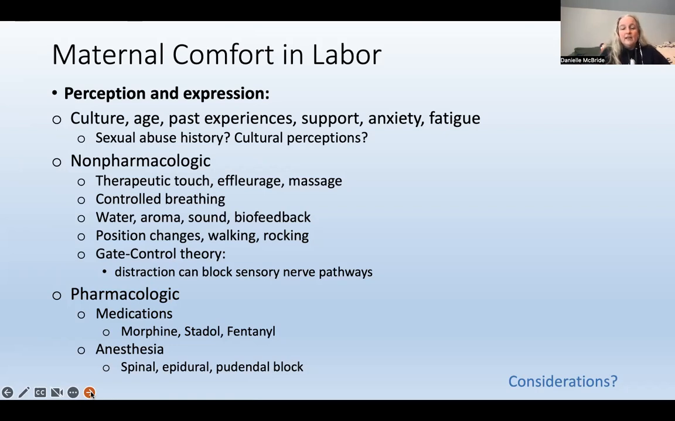The other thing that moms have oftentimes for pain relief is an epidural. The epidural is something that is placed into the epidural space, and it bathes the nerve roots with bupivacaine and a little bit of fentanyl. It doesn't go into the bloodstream, and it significantly decreases pain perception. And it's usually from about the belly button down.